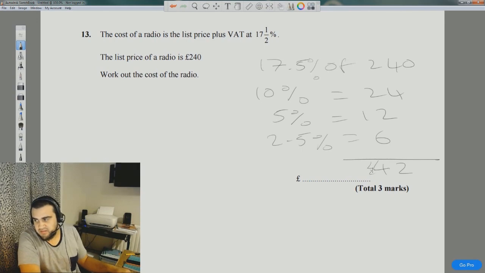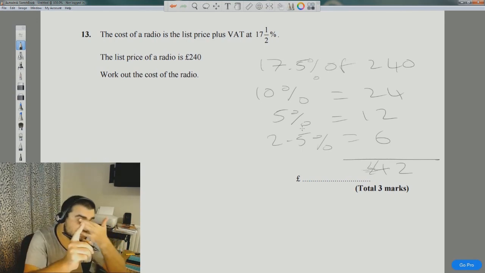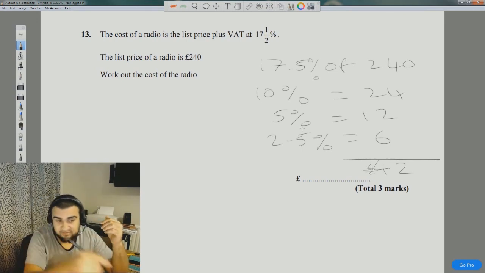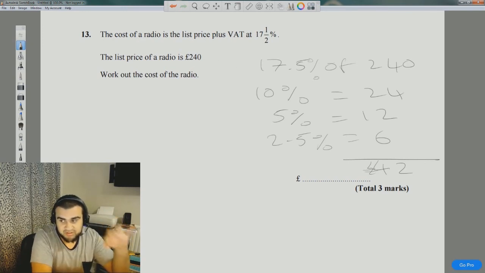So that's £42. And now, let's not forget, because students usually forget to do this, we have to add that £42 onto 240. So 240 plus 42 equals £282. That's the final answer.